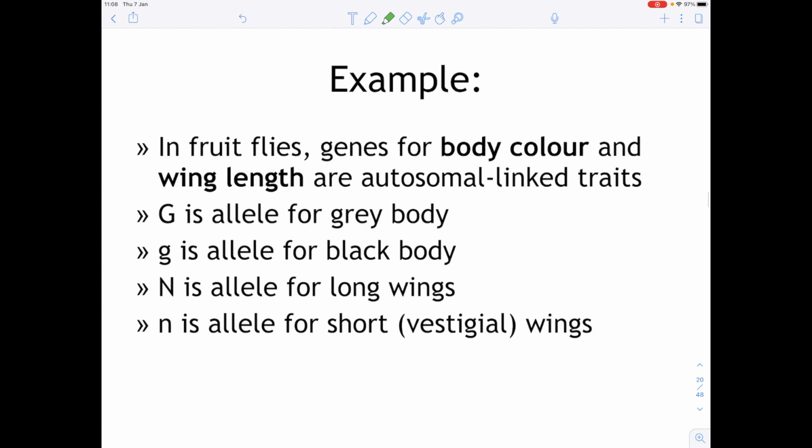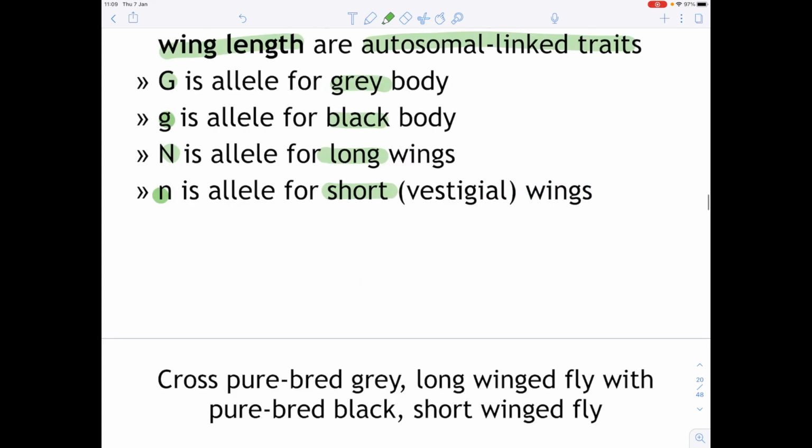And as always, it will become a lot more straightforward if we look at a key example. So in fruit flies, genes for body colour and wing length are autosomal linked traits. Notice that capital G is the allele for a grey body, lowercase g is the allele for a black body, capital N produces long wings, and lowercase n produces short, otherwise known as vestigial wings. In this situation, we're being asked to cross a purebred grey long-winged fly with a purebred black short-winged fly.